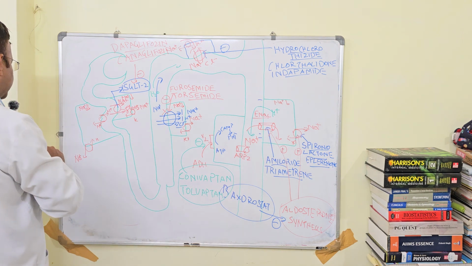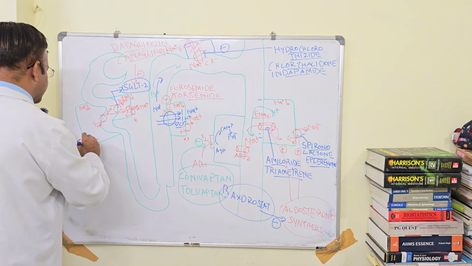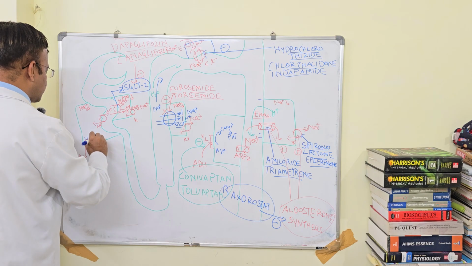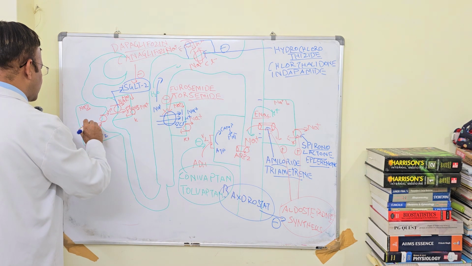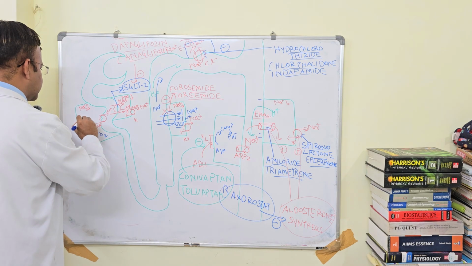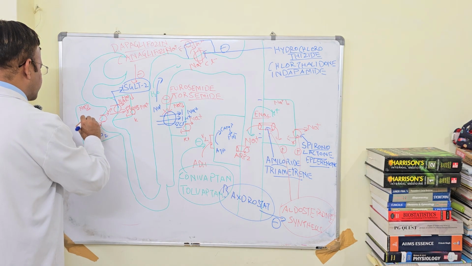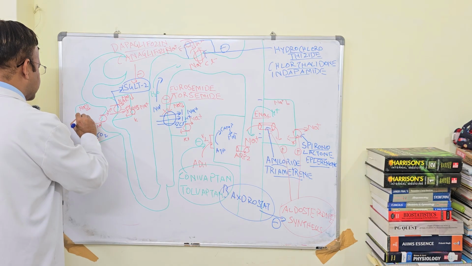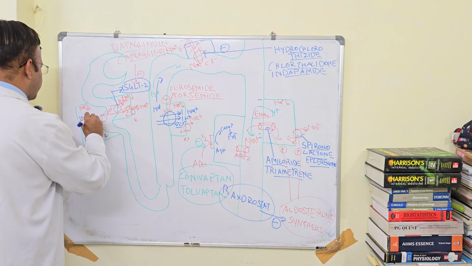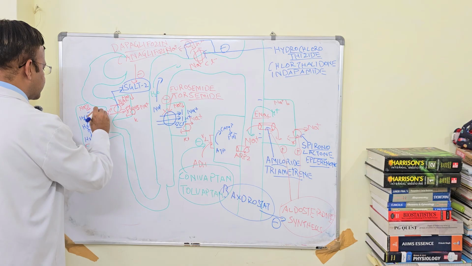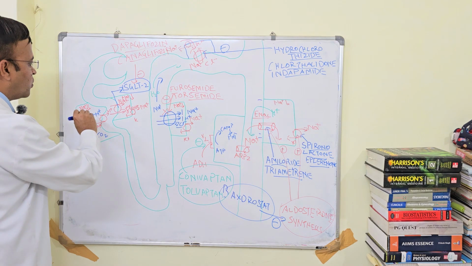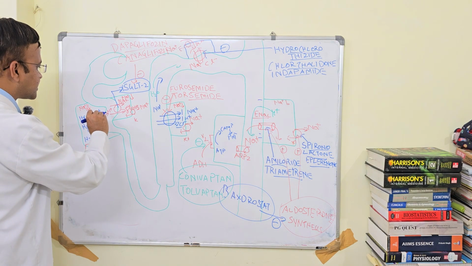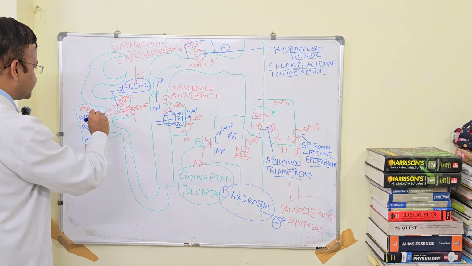Now how exactly is this H plus being generated? You have got H2O plus CO2. It is being converted to H2CO3, which is being dissociated into H plus and bicarbonate, HCO3 minus, right? H2O plus CO2 combining to form H2CO3, HCO3 minus and H plus. This H plus will go inside the PCT, right?